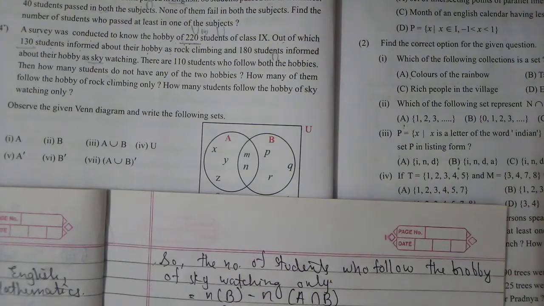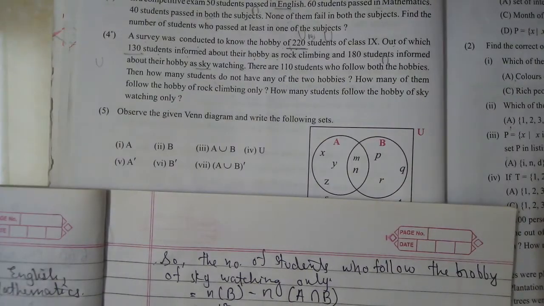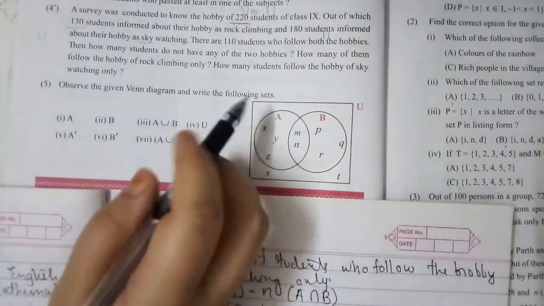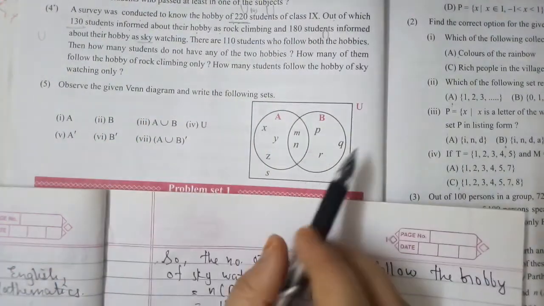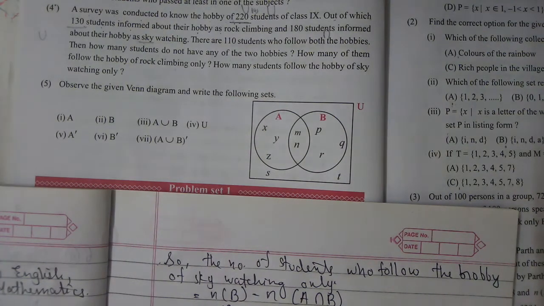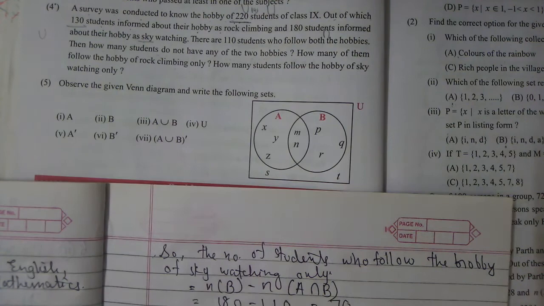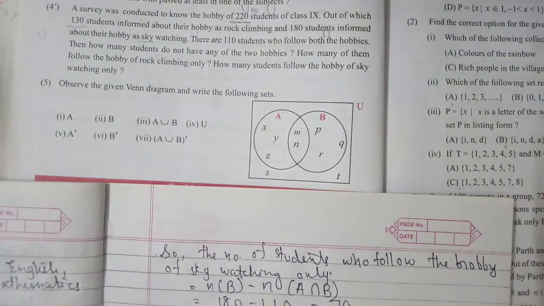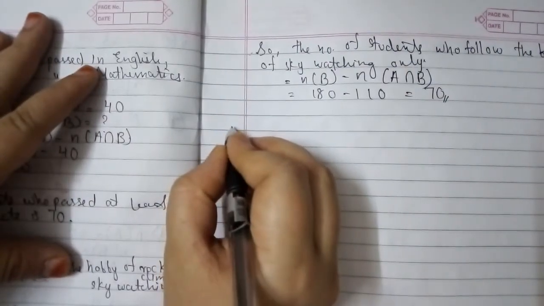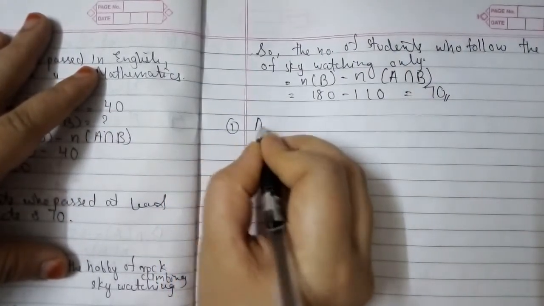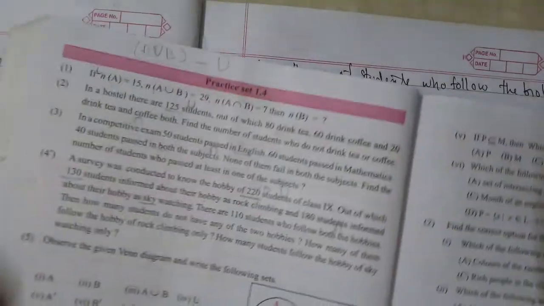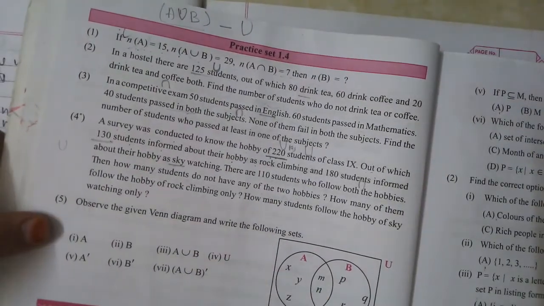Now question number 5 is a very simple question. Observe the given Venn diagram and write the following sets. Here the Venn diagram is given and we have to write the following sets. The first set which we have to find out is set A. For set A we will write all the elements which are present in set A.